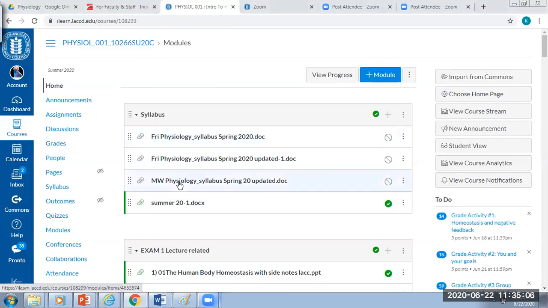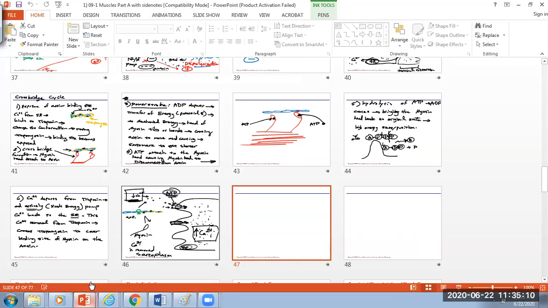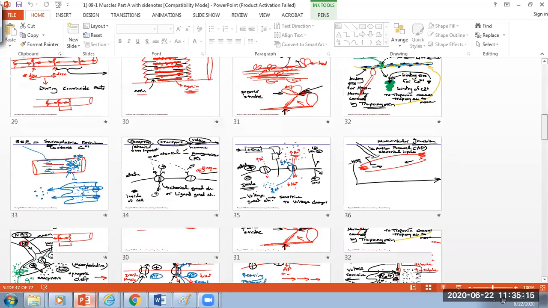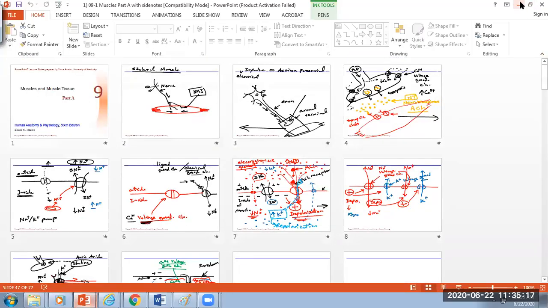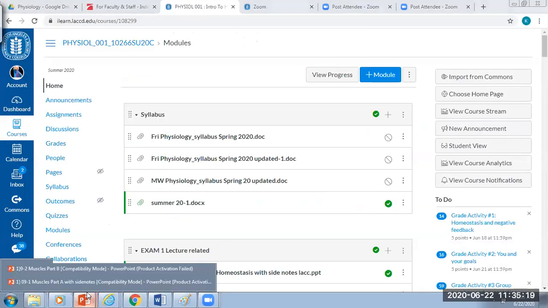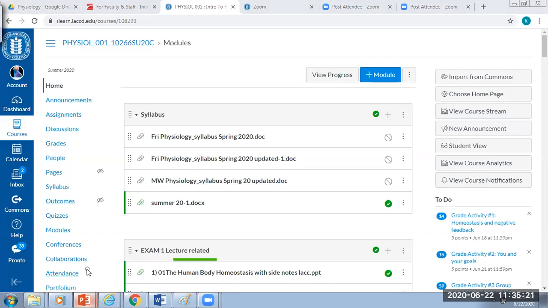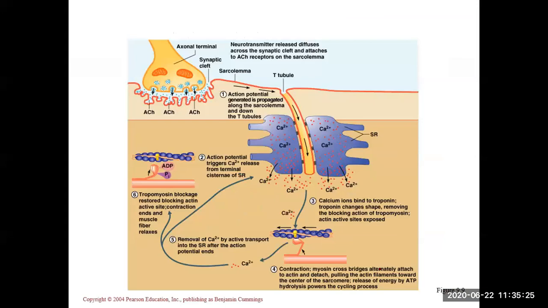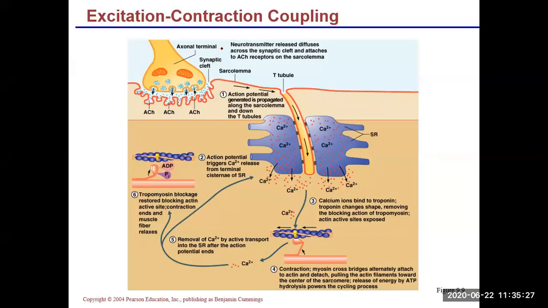All right. So we went over the steps of the cross-bridge cycle. We could go over part 2 now. All right. So this is kind of a summary of what just happened.